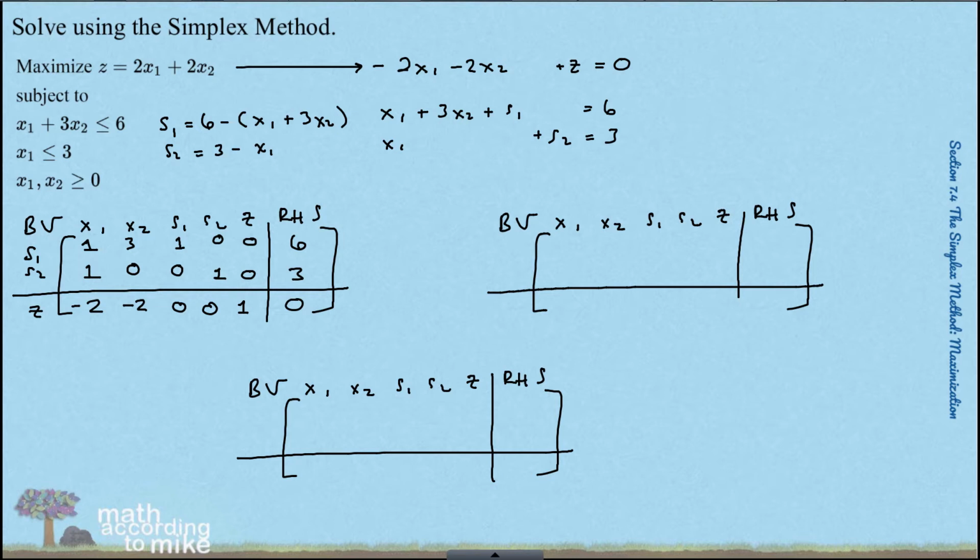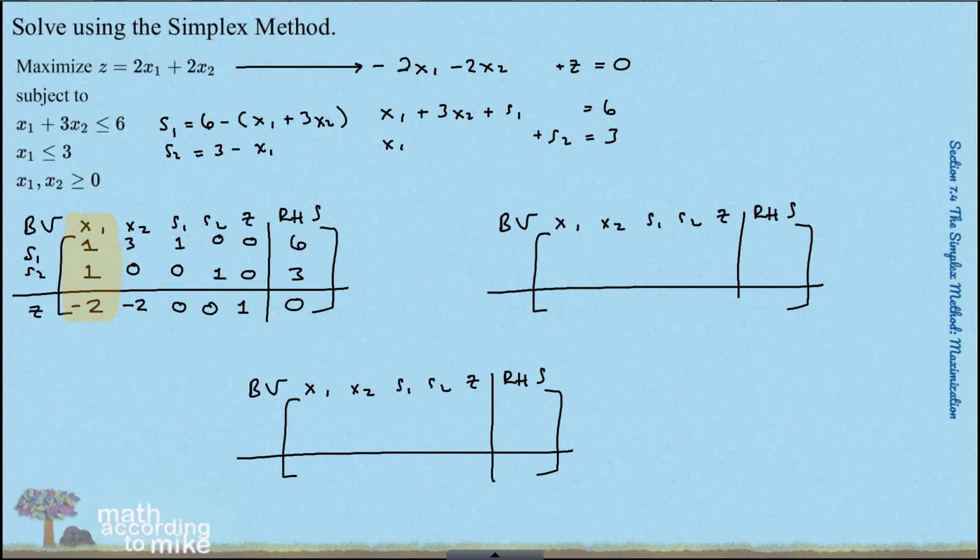Okay, to determine the pivot column, which is the first thing you do to find the pivot element, you find the most negative number in the objective function row. Well, we have a tie. We have 2 negative 2's downstairs. So the rule is you take the one on the left. So this will be our pivot column.